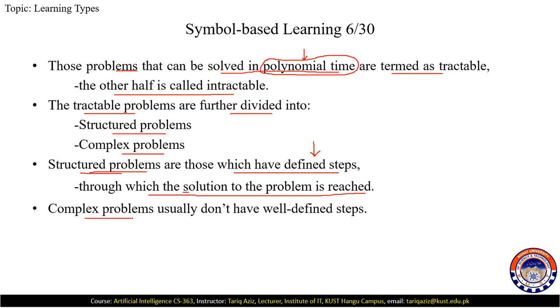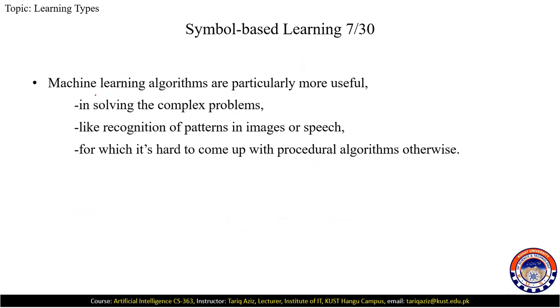But the complex problems don't have well defined steps. So we can say that this is the difference between structured problems and complex problems: structured problems will have well defined steps, but complex problems usually don't. So what about machine learning then? It deals with which type of problems? Machine learning algorithms are particularly more useful in solving complex problems.